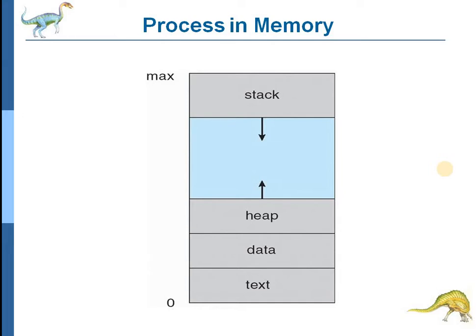And last is the stack. Another part of the process is the stack. The stack is basically used to store temporary values. The temporary values can be parameters or return values of functions, local variables, and addresses of the return values.